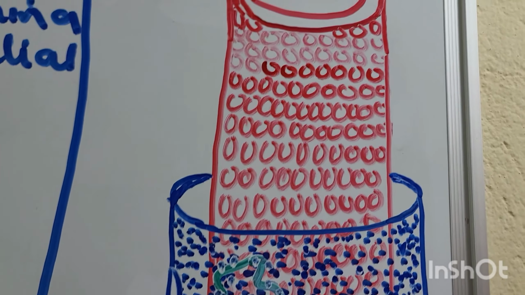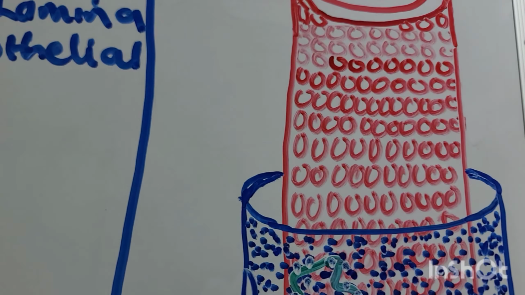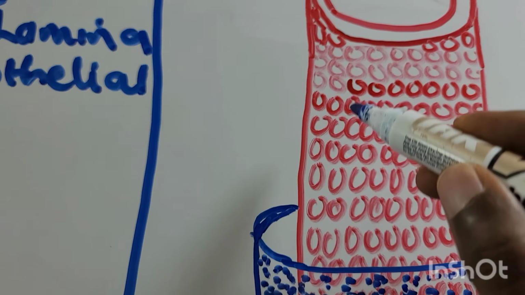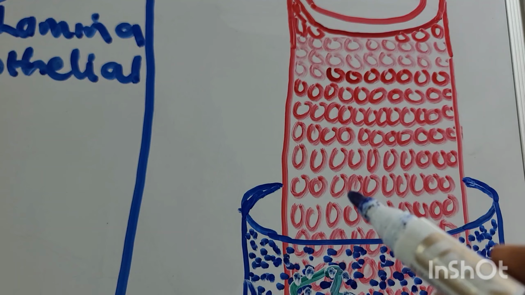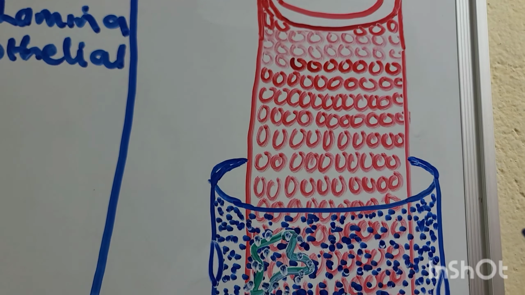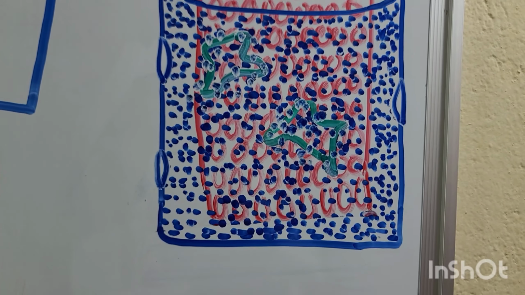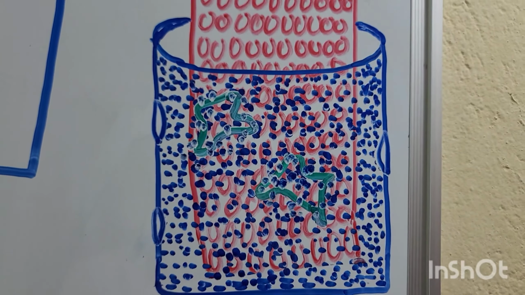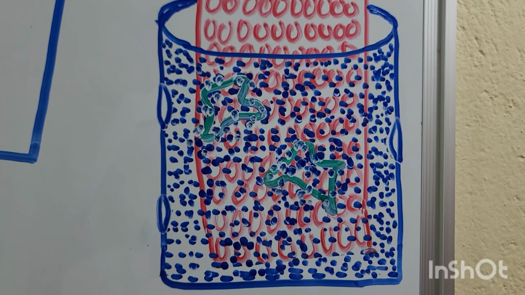So now this capillary is going to have these endothelial cells. See these cells here, these cells here are the endothelial cells. And then, slightly outside the endothelial cells, we have this beautiful layer we call the basement membrane, or even some people call it the basal lamina.